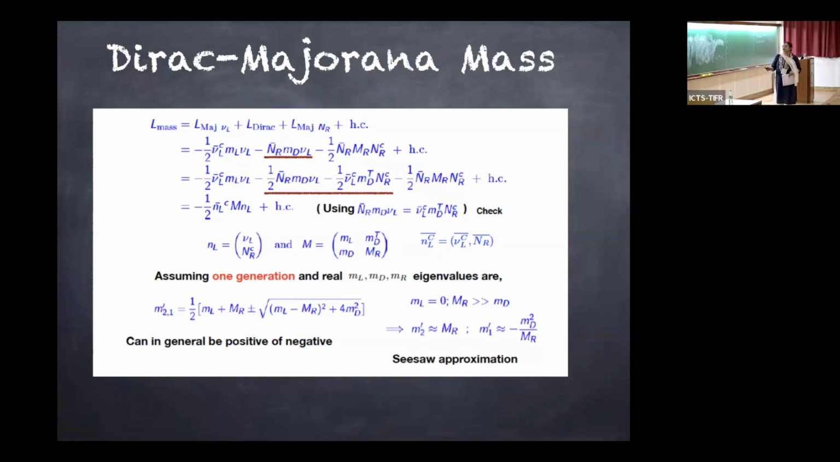Now, supposing we assume ML as 0 and MR to be much greater than MD, then what we get is that M prime 2 is approximately MR and M prime 1 is approximately minus MD square by MR. So here what I am getting is that there is a suppression by MR, and this is called the seesaw approximation. So we will see what it does mean actually when we try to do seesaw at a more fundamental level.